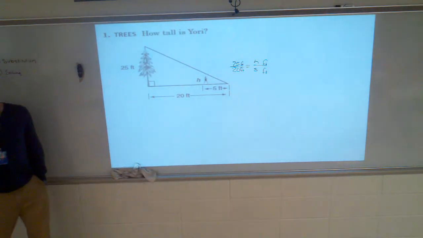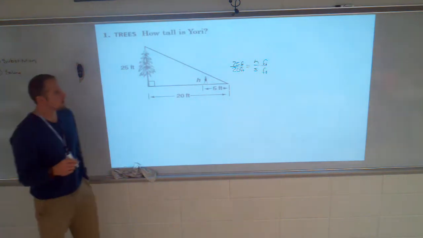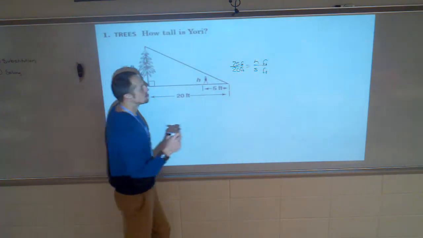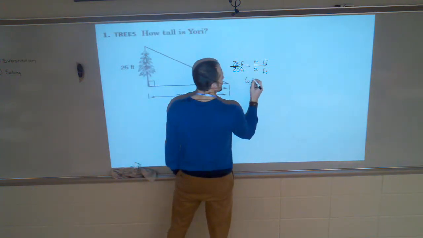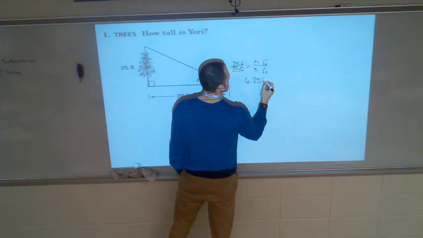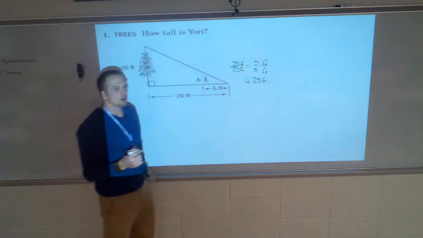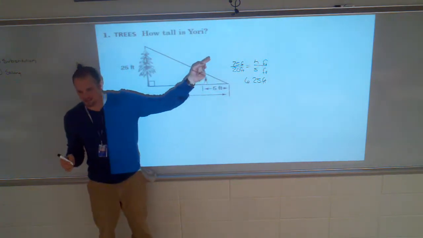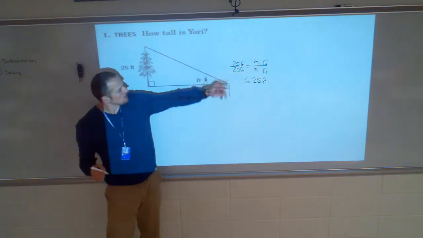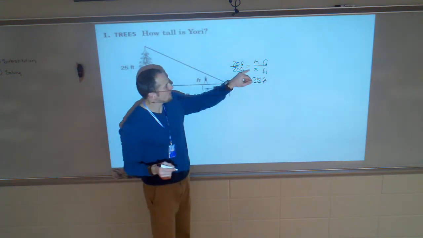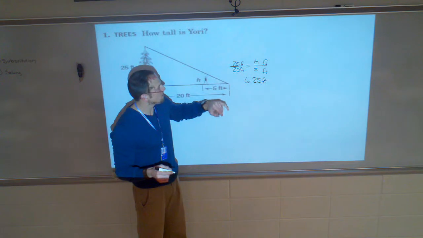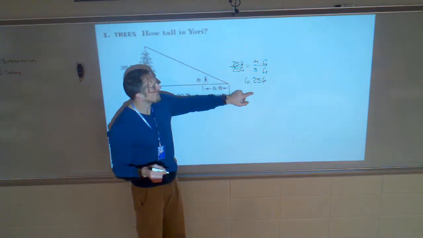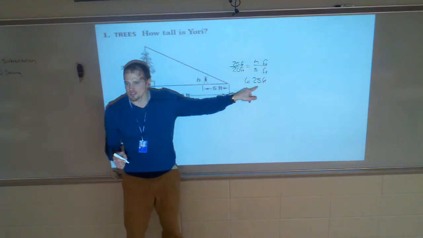How tall is Yori? Griffin? No. 6.25 feet. All right? Now, for everybody who set this up right but got something else, quit guessing. Figure it out. 25 times 5 divided by 20 is 6.25 feet. Now, let's convert this to inches.